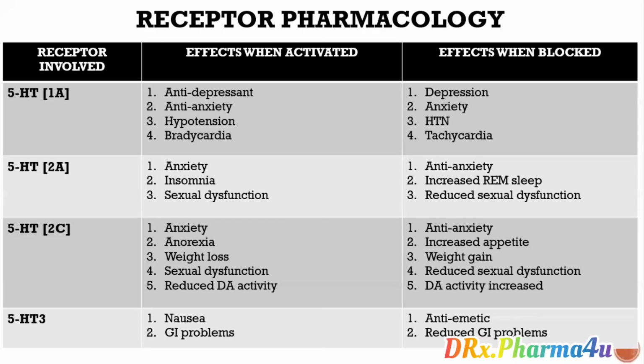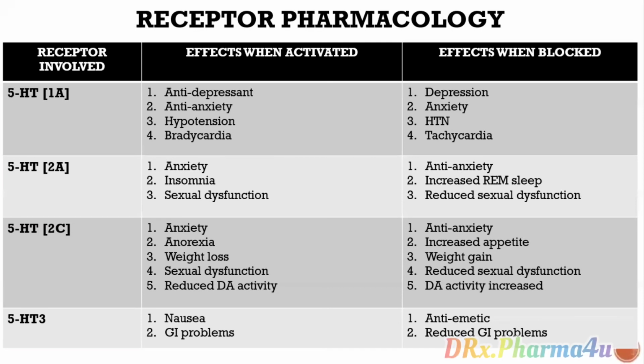And sexual dysfunction, the opposite is it will increase your sexual activity, or it will reduce the sexual dysfunction that you are suffering from. Now we come to 5-HT2C receptors. If it is activated, it causes anxiety. It causes anorexia. Anorexia means you will not feel hungry. And definitely when you will not feel hungry, you will not feel like eating food. And when you are not eating food properly, there is always a chance of your weight getting reduced. So that is why when 5-HT2C receptors are activated, it can cause weight loss.